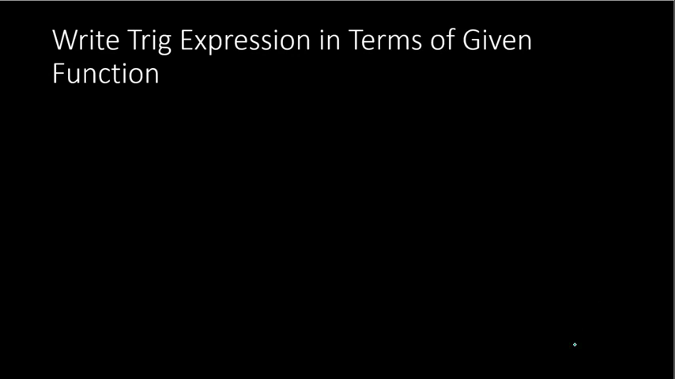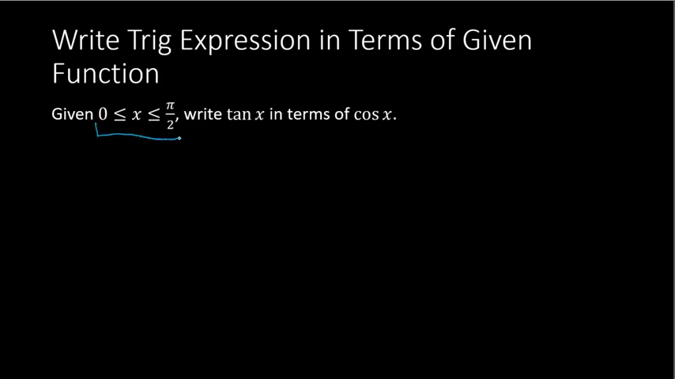And let's try another type of example where you have to know those different trig functions. And here we are given that x is between 0 and pi over 2, and you're writing tangent of x in terms of cosine of x. Alright, so this information right here tells us which quadrants we're dealing with. And if the angle is between 0 and pi over 2, that would be up here in the first quadrant. So that means tangent would be positive. Now we're trying to write tangent in terms of cosine.